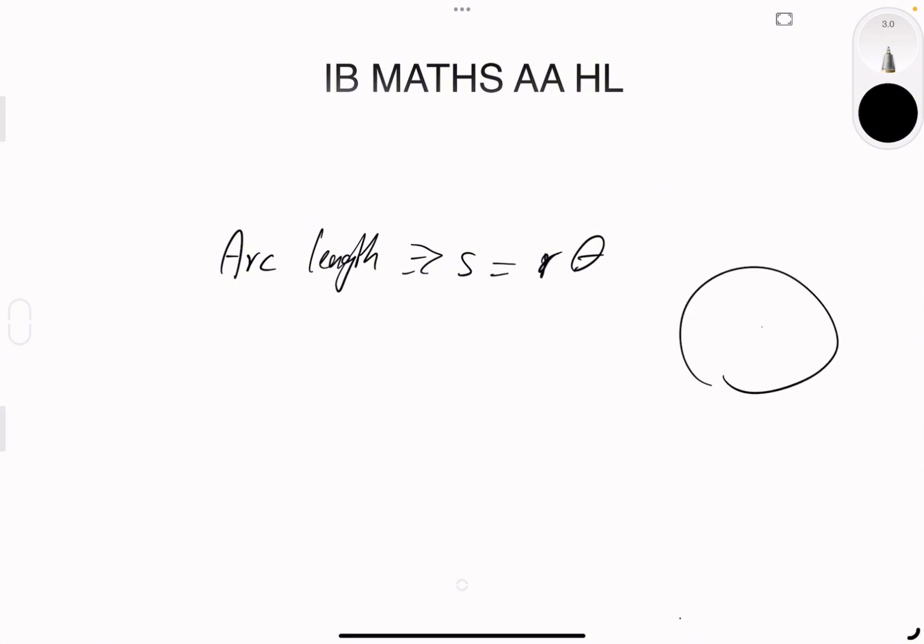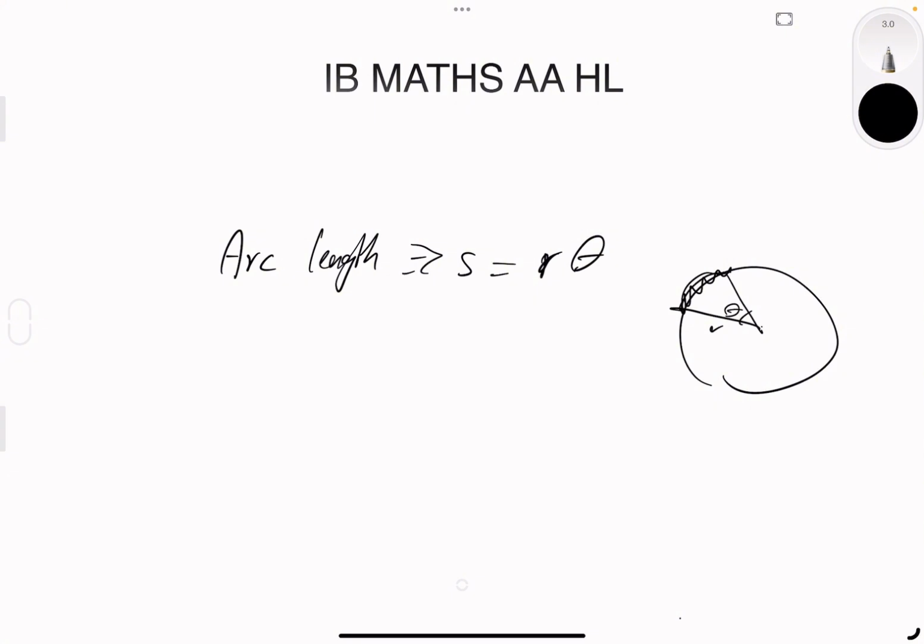which appear in circle geometry and calculus. This is really not difficult. It might be a reminder for you if you already know about it. But you should know that the arc length, the length of an arc, is equal to s equals r times theta. So the radius times the angle theta, and so this is the length of the arc, sorry.